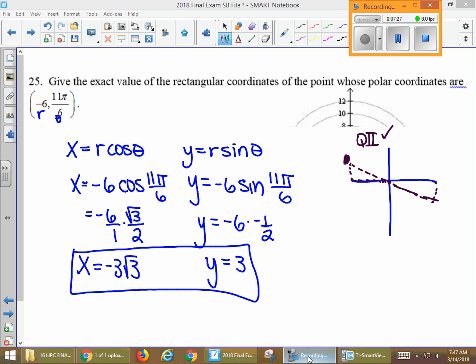The next problem, we have a little bit more polar coordinates before we get to vectors. That'll be on the next video.